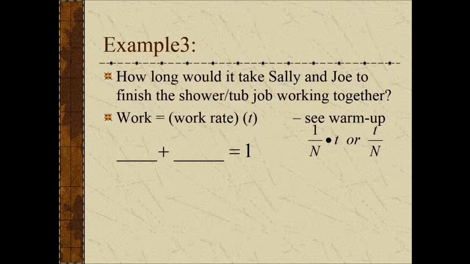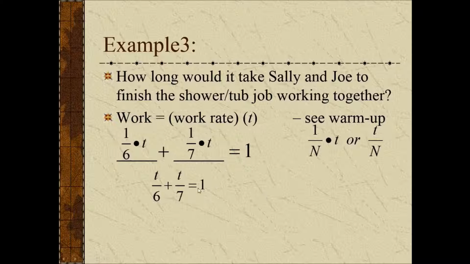Our work rate is going to be 1 over the number of hours that it takes the person to do the job, and then the time is going to be T. So I'm going to start with Sally, who can do the job at a work rate of 1 over 6 times T. Then I'm going to take Joe. He can work at a rate of 1 over 7 times T. So remember, she gets T over 6 of the job done in T hours. He gets T over 7 of the job done in T hours. Now let's solve this linear equation.